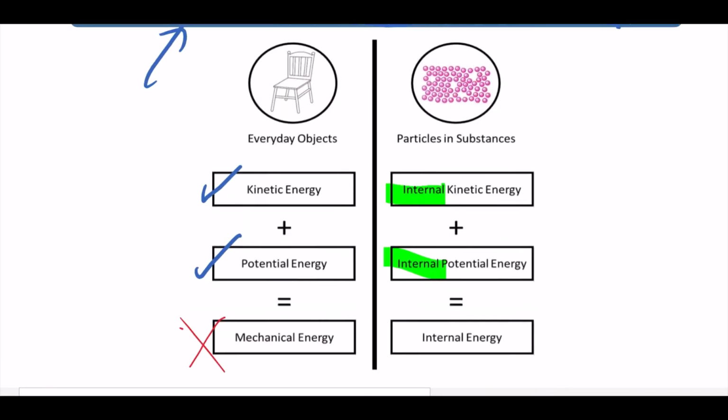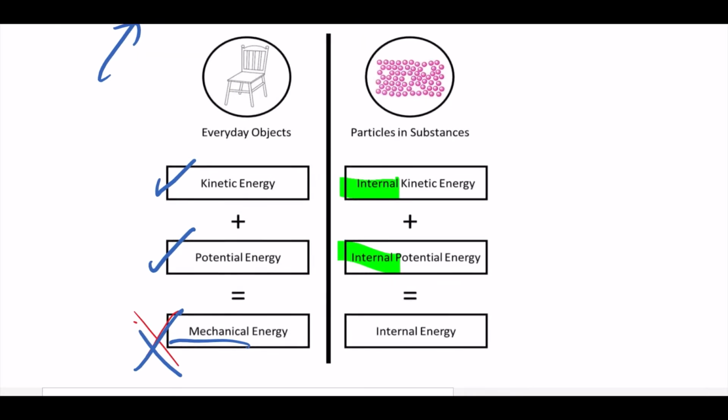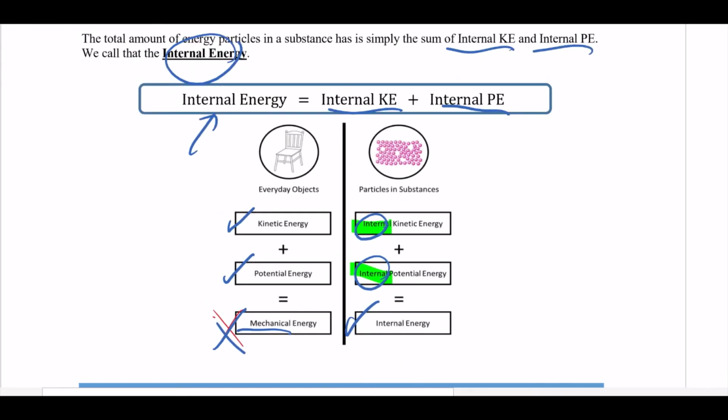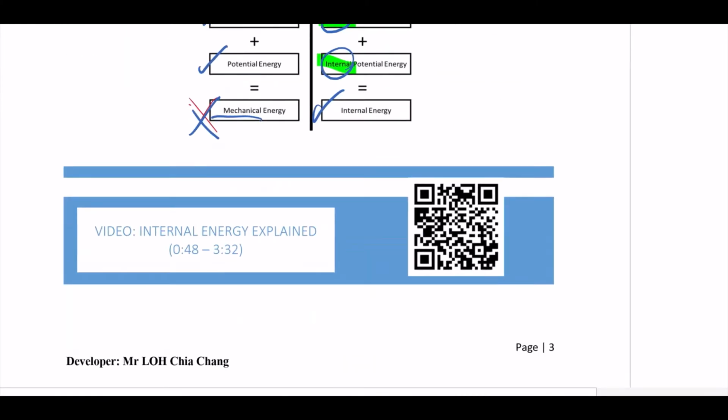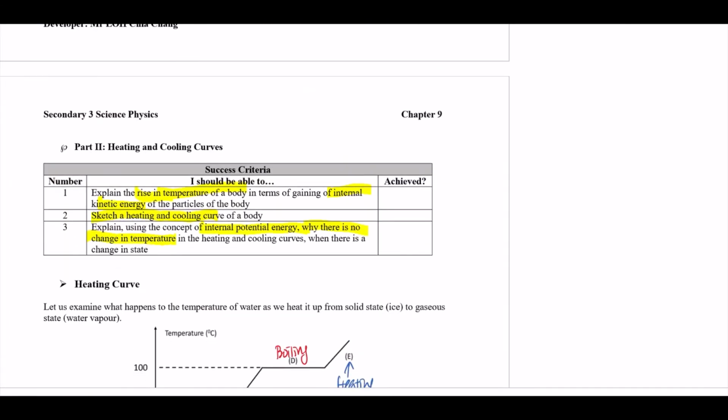Now that's something that we don't really need to know, but if you are doing engineering of any sort in the future, you will come across this term mechanical energy. For now, don't be too worried about it. On the other hand, in contrast, particles also have KE, but we call it the internal KE. They also have PE, we call it the internal PE. You sum this up together, we call it the internal energy. That's it. So this part for internal energy is quite simple. You may check out this video through the QR code.